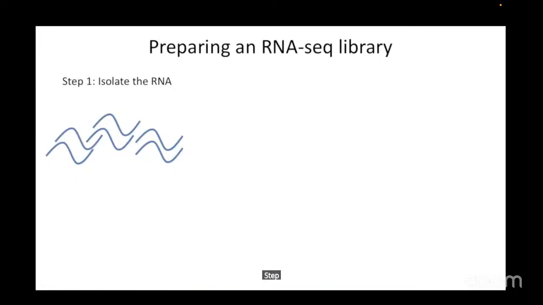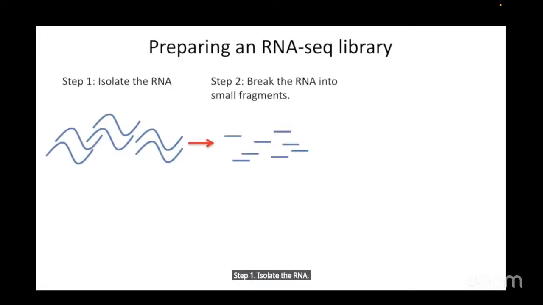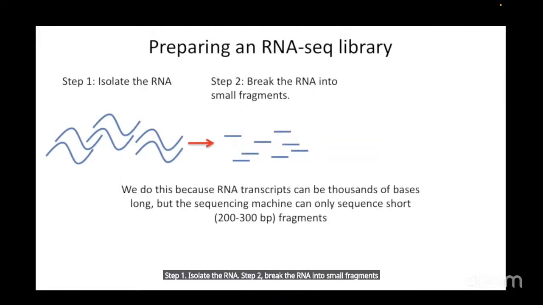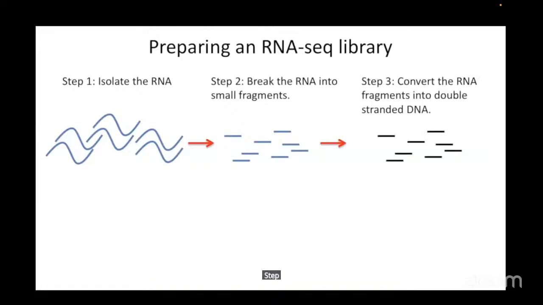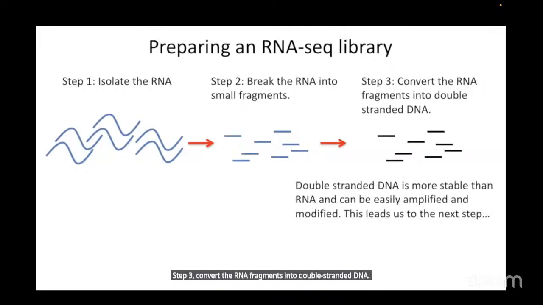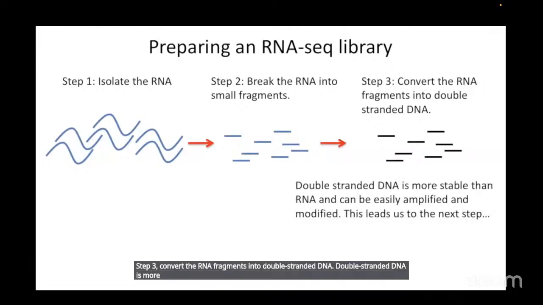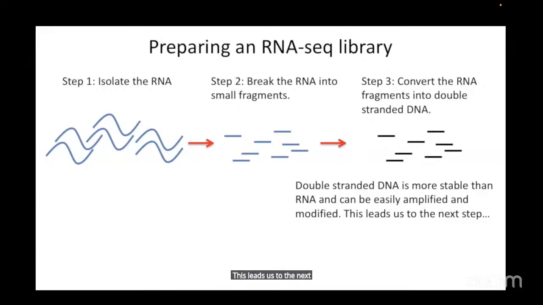Step 1, isolate the RNA. Step 2, break the RNA into small fragments. We do this because RNA transcripts can be thousands of bases long, but the sequencing machine can only sequence short 200 to 300 base pair fragments. Step 3, convert the RNA fragments into double-stranded DNA. Double-stranded DNA is more stable than RNA and can be easily amplified and modified. This leads us to the next step.